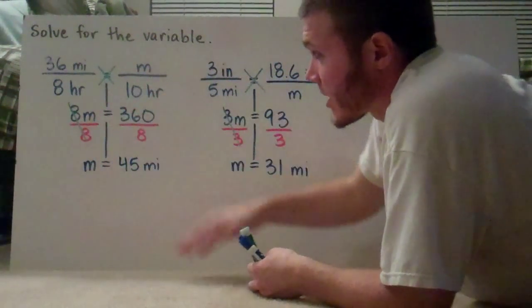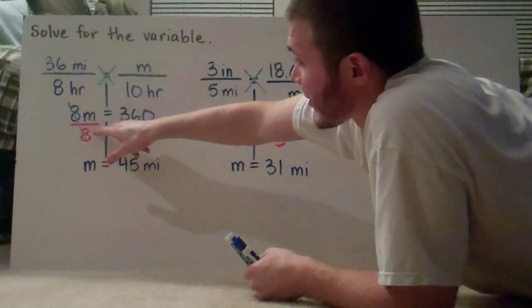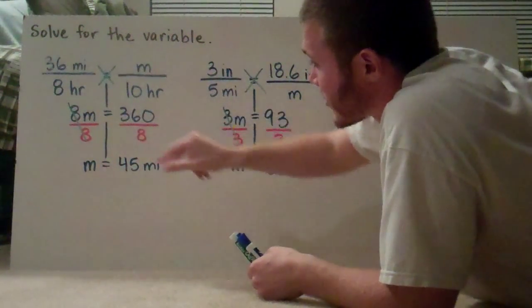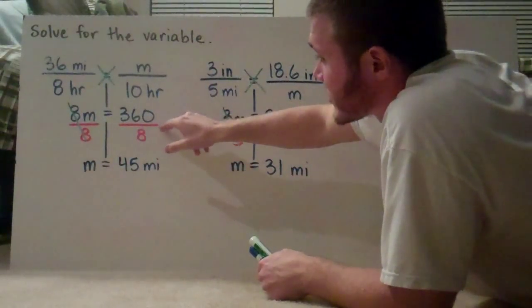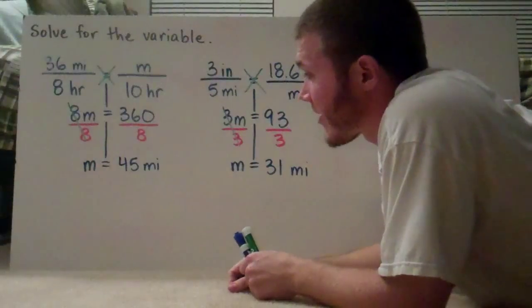And look what we have here, class. It's a one-step equation, which you guys know how to do. So, how do I get rid of the 8? I've got to divide by 8, and I'm going to do it on both sides. When I divide 360 by 8, I get 45. So this value, m, is 45 miles.